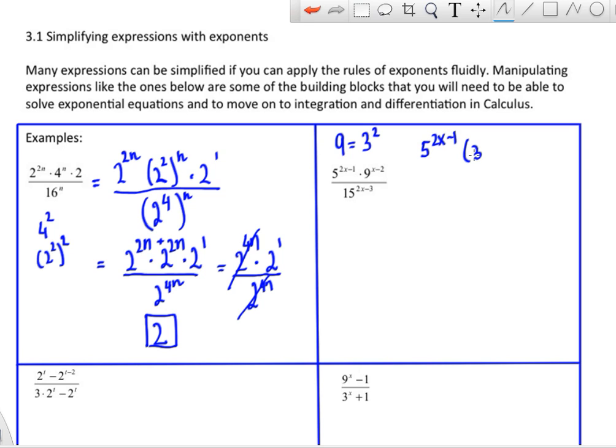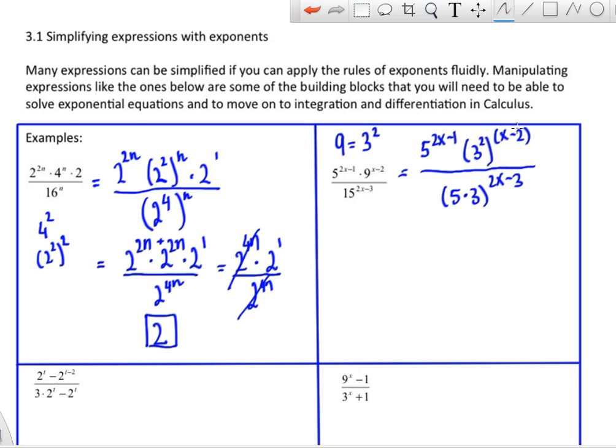So actually I'm going to write that as 3 squared. And so the 9 had an exponent of x minus 2. Okay, so there's step 1. Well, 5 and 3, that makes 15. So let's split this 15 into 5 times 3, and that's 15 to the 2x minus 3.